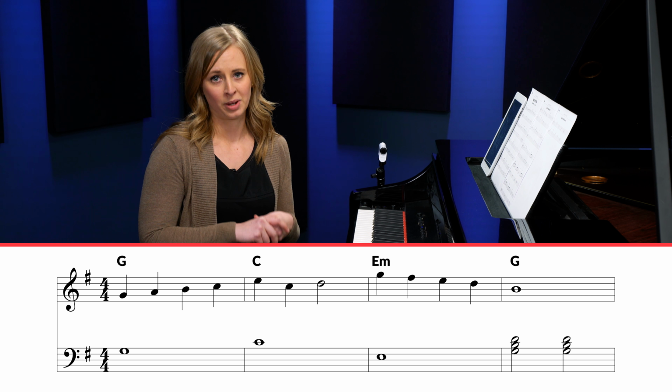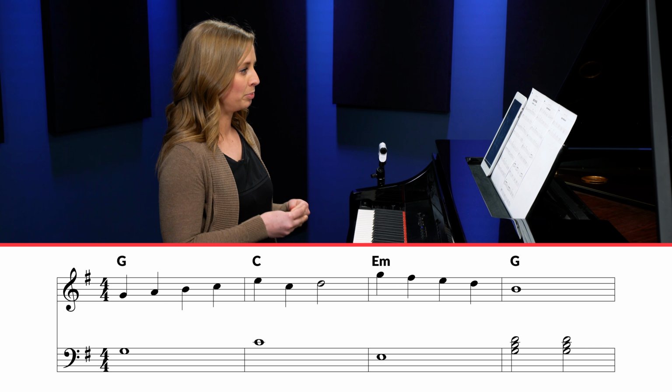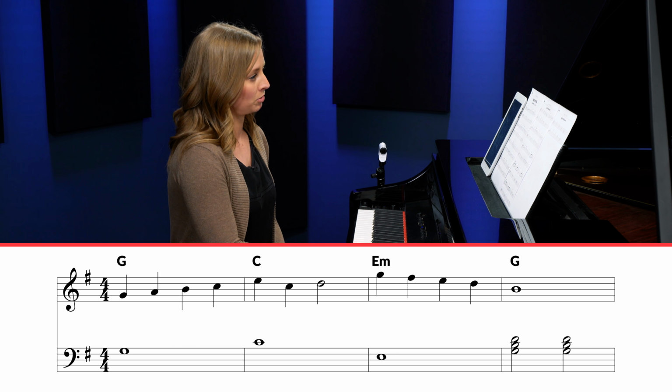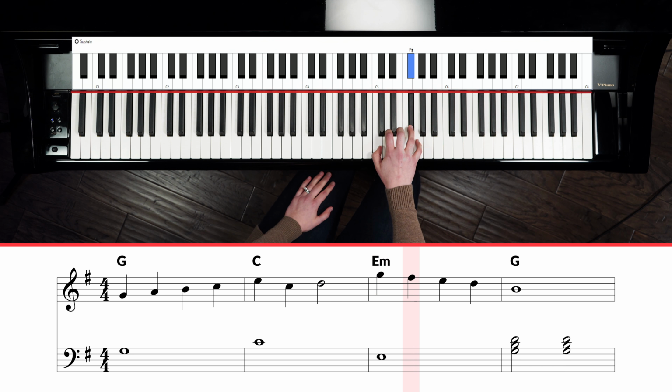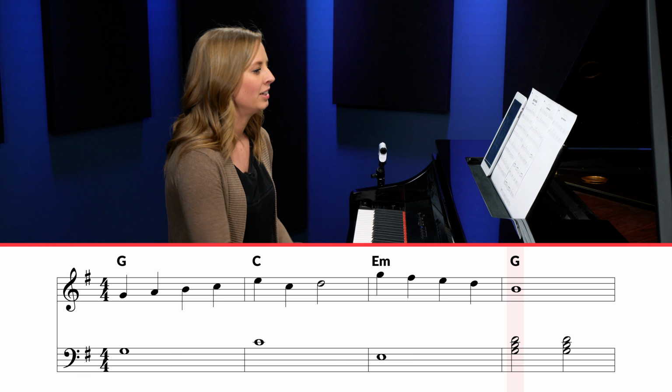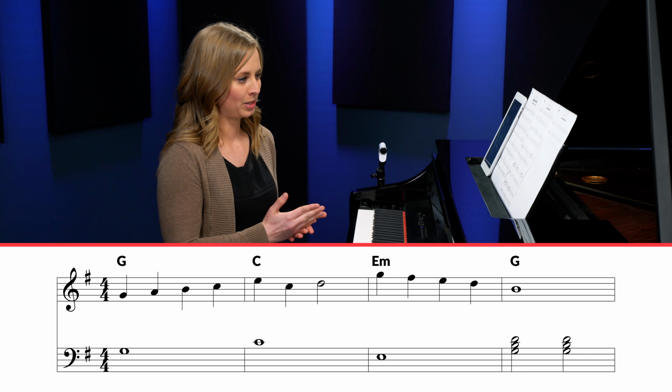So now let's look at the rhythm. The rhythm in that first line is very straightforward. If we played it with counting, it would sound like this. 1, 2, 3, 4. 1, 2, 3, 4. So that rhythm is pretty straightforward. All the notes are lining up on the beat.